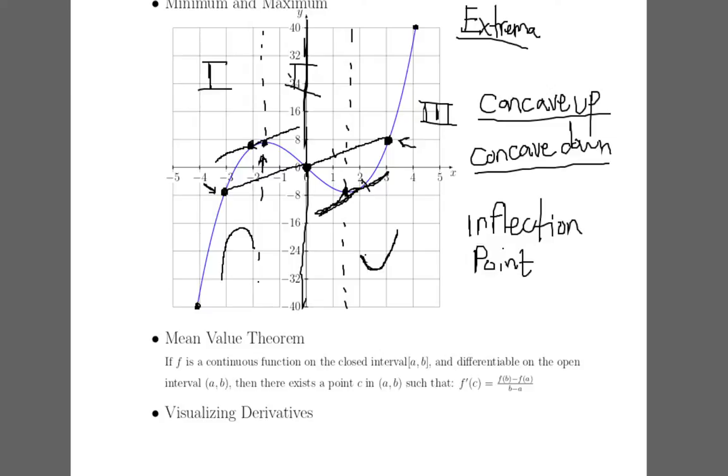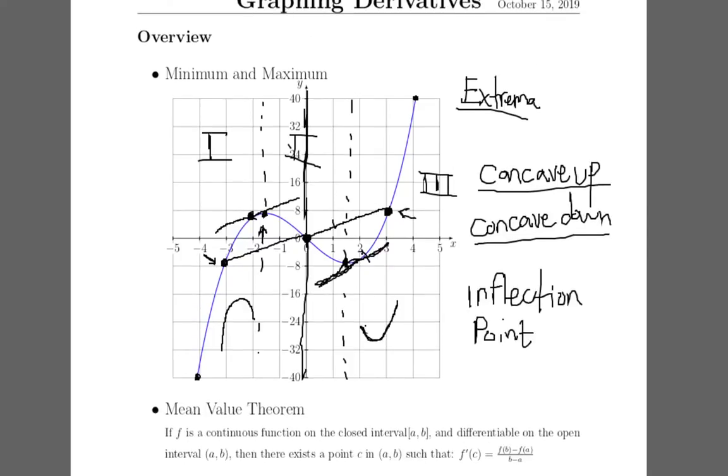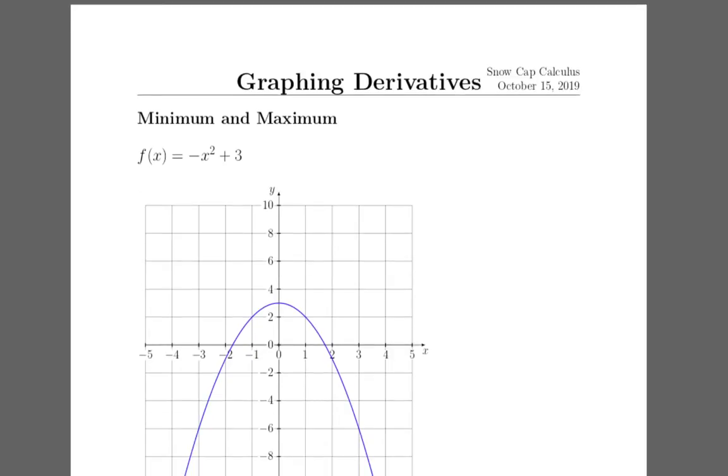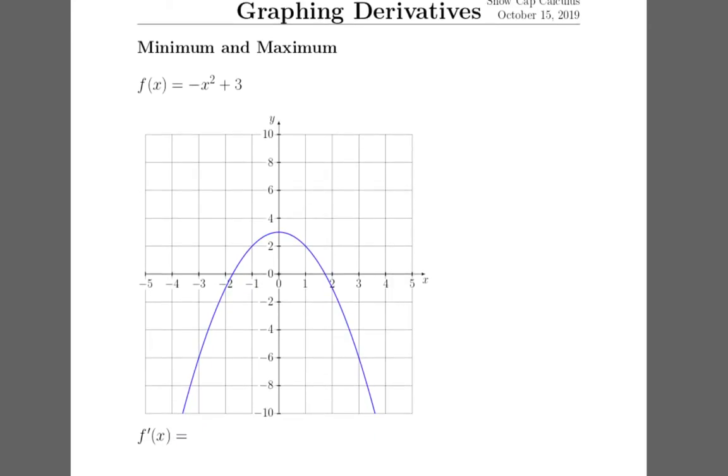All right, and then the last thing we'll cover is we'll visualize some derivatives. We'll look at a couple graphs, and we'll try and plot the derivative and the second derivative, and we'll use some of our knowledge on extrema, concavity, and inflection points to get a full picture. All right, so we kind of covered this a little bit already, but let's say we have the function negative x squared plus 3. Something about the minimum and maximum is that you'll notice that the derivative is like the rate of change.